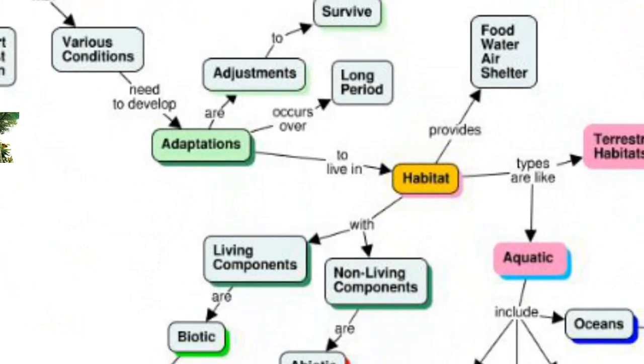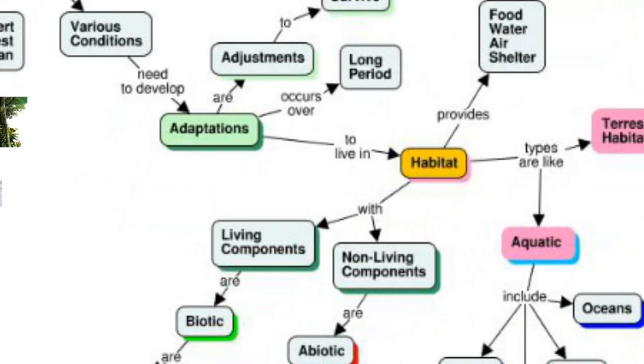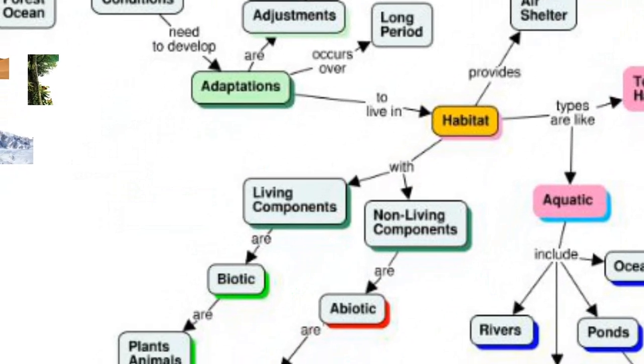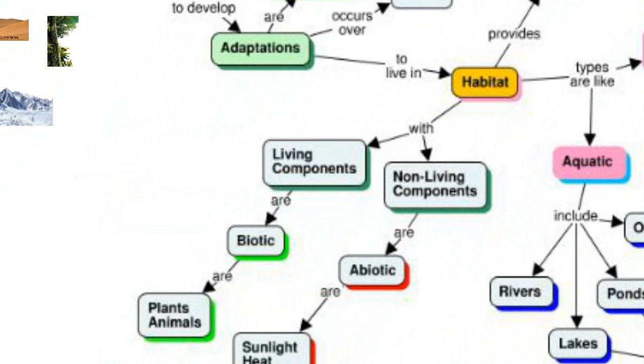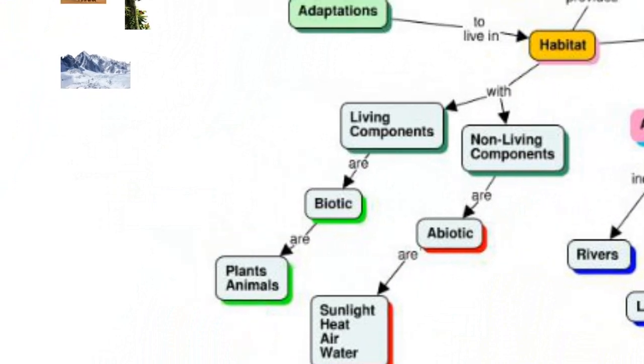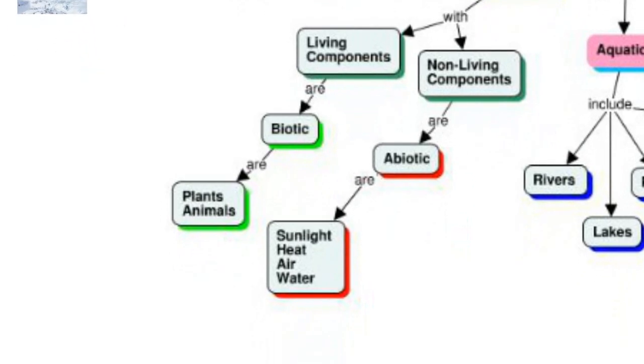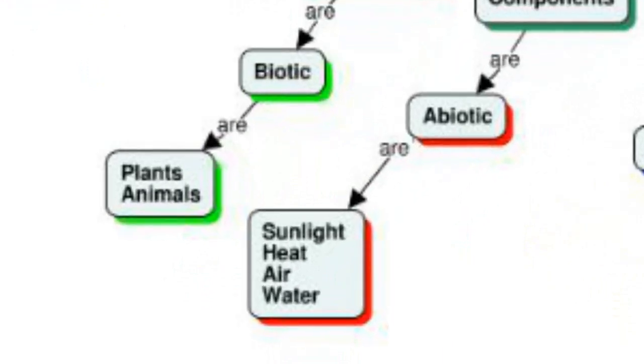Habitat is a place where an animal or an organism lives. Habitat provides the basic needs of food, water, shelter and air. Habitats have living components and non-living components. First we'll discuss the living components. Living components are biotic components. Biotic components are plants and animals. Now, the non-living components are abiotic components, and abiotic components are sunlight, heat, water and air.